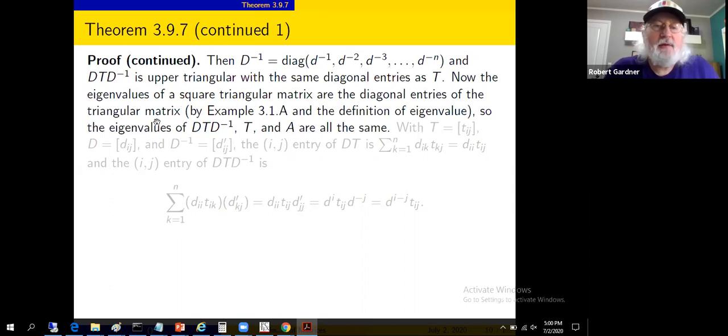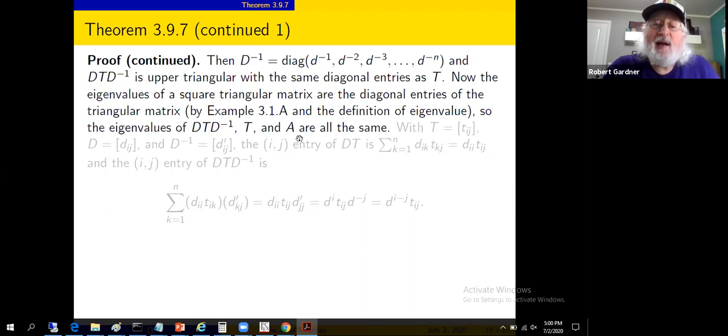We actually stated that just a few seconds ago. See example 3.1.a, the definition of eigenvalue, if you like. But yes, the eigenvalues of a triangular matrix are the diagonal entries. So the eigenvalues of this thing are the diagonal entries, which are the same as the diagonal entries of T. T's a triangular matrix, so the eigenvalues of T are those values as well.